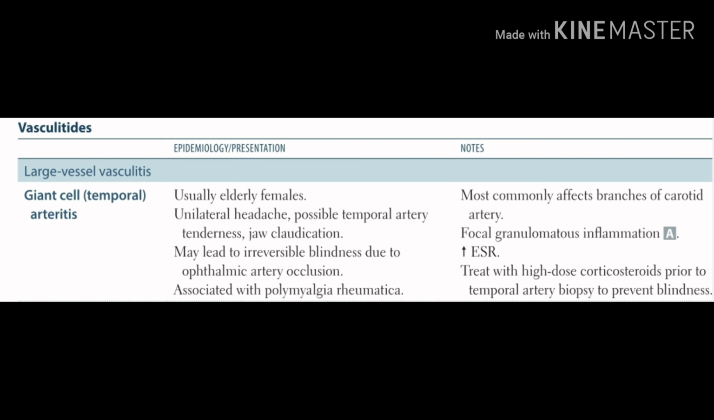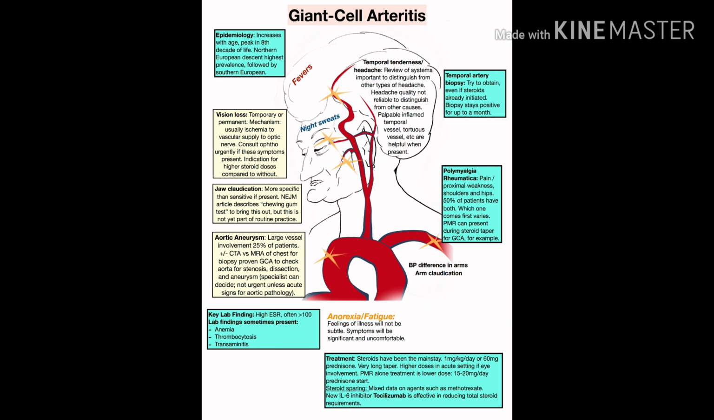Okay, and there was focal granulomatous inflammation of the media, and it is not written over here, but there is fragmentation of the internal elastic lamina. So as this is an inflammatory disease, there is a raised ESR, so that should not be a problem to remember. And treatment with the high dose corticosteroid prior to the temporal artery biopsy to prevent blindness. So this was all that you need to know about giant cell arteritis.